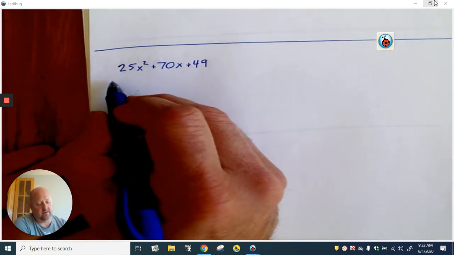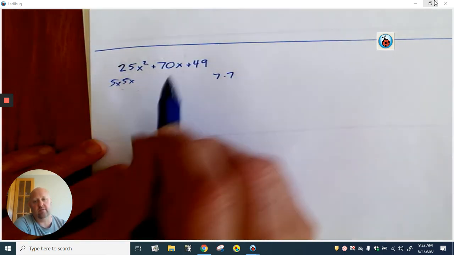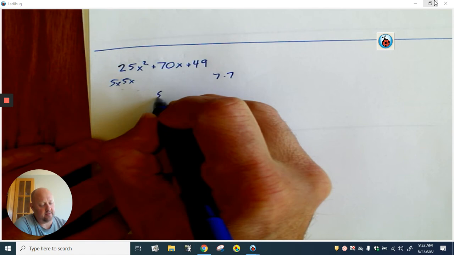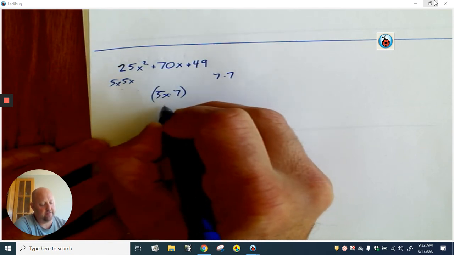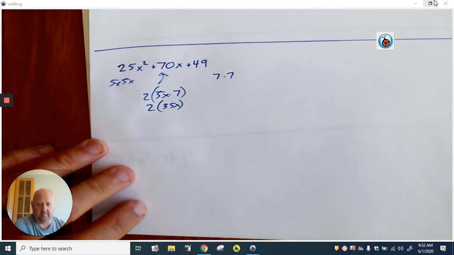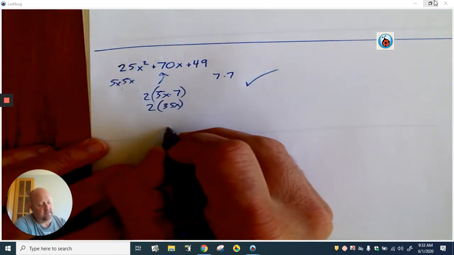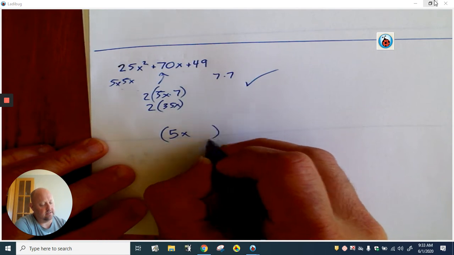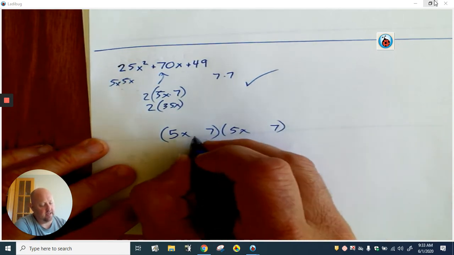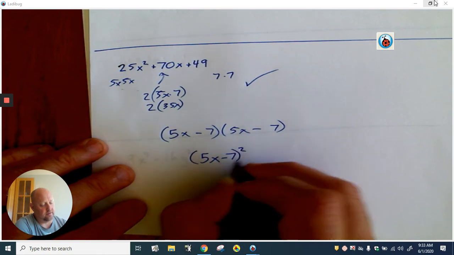Well, I look at these and go, oh, 5x, 5x. Let's try that one first. And 7 and 7, that works nicely. Fingers crossed, is this a perfect square trinomial? Well, 5x times 7 is 35x, and then I double that. Sure enough, it gets me to 70x. I know I'm done, basically, because it's going to be 5x and 7, and 5x and 7. Both signs are the same, they're both negative. And then 5x minus 7 squared.